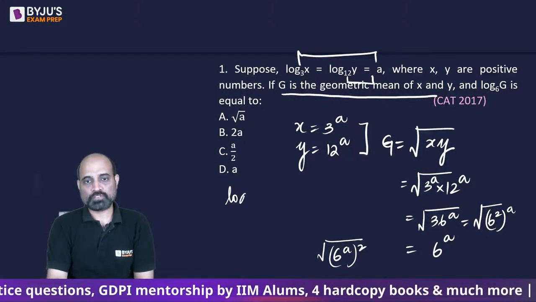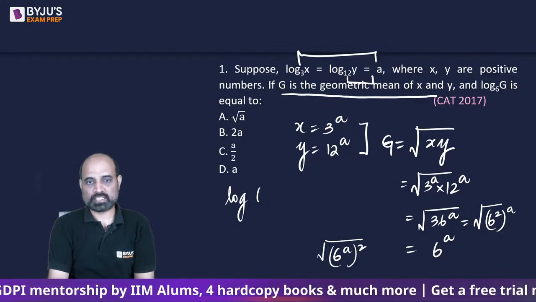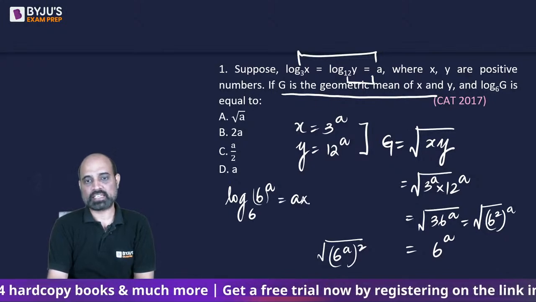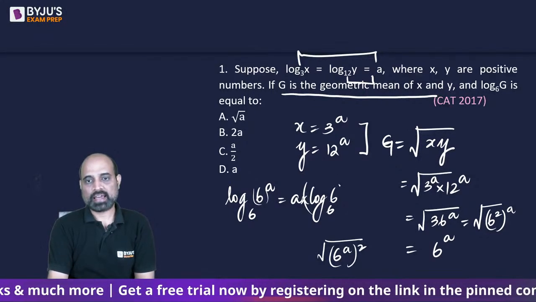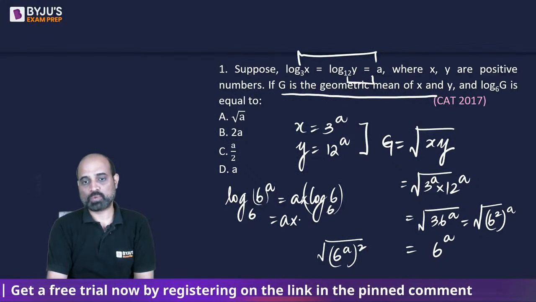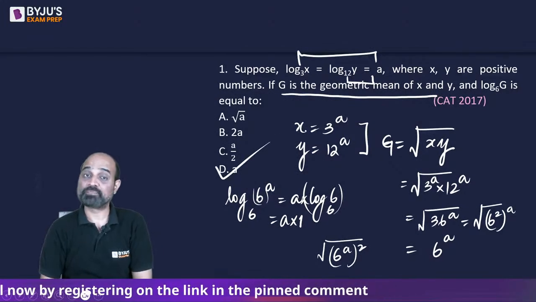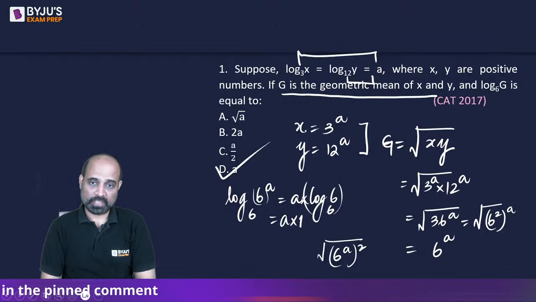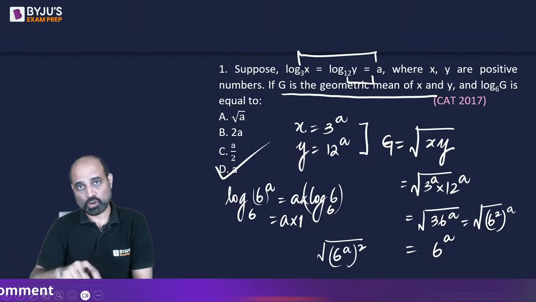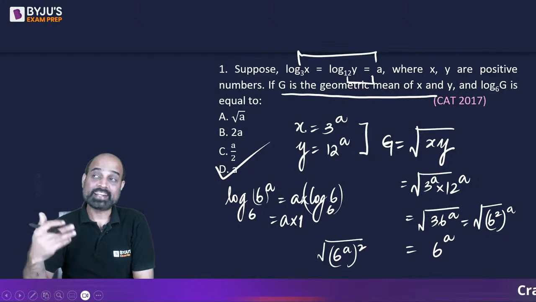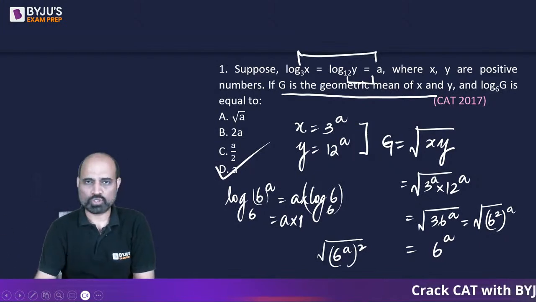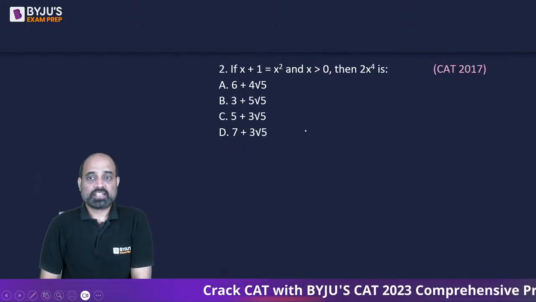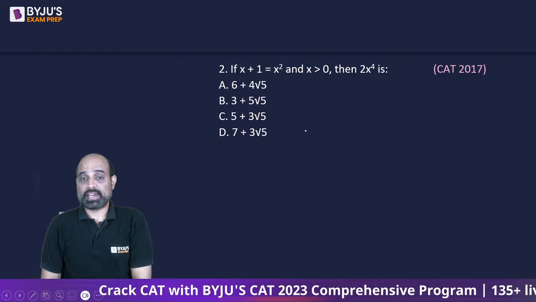Now, as per the question, we are asked to find log g to the base 6, which is log 6 to the power a to the base 6, which will become a times log 6 to the base 6. And log 6 to the base 6 is nothing but 1. So we will get the answer as option D, a. Very straightforward question from CAT, log based, where you had to get rid of log, write x and y in terms of a, and then solve whatever is asked. Pretty simple.